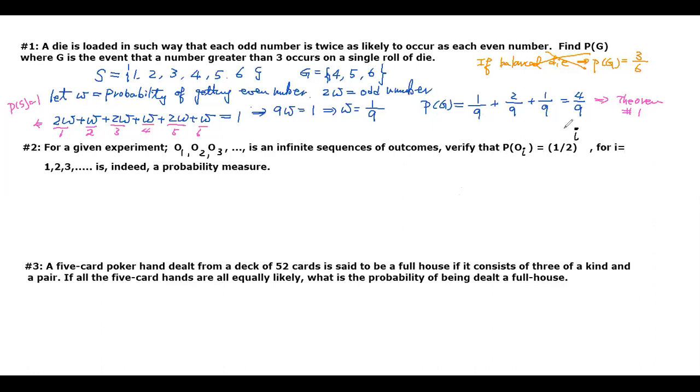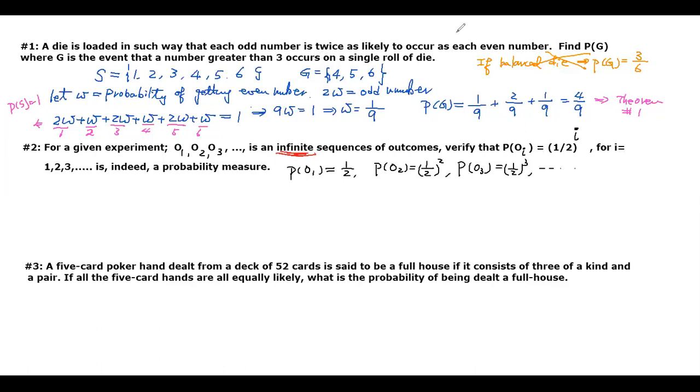Okay, so now for an experiment, I have these outcomes here: O1, O2, O3, and this is an infinite sequence of outcomes. That means when I do this experiment, the outcomes are O1, O2, and so on to infinity, and the probability of each one is 1/2 to the i-th power. So the probability of outcome 1 is equal to 1/2, the probability of outcome 2 is 1/2 squared, the probability of O3 is 1/2 to the third, and so on.